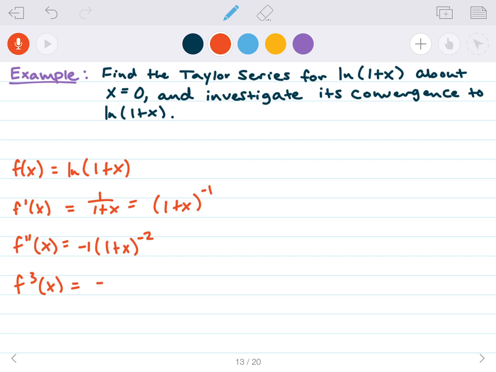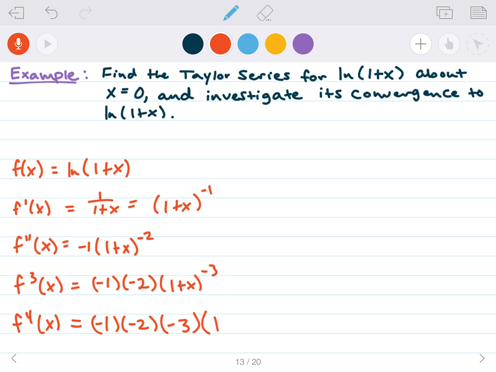So this is going to be negative 1 times negative 2 times (1 plus x) to the negative 3. Fourth derivative, well, negative 1 times negative 2 times negative 3 times (1 plus x) to the negative 4. And it keeps going in that pattern. Now let's evaluate at my center, which is 0, which was given to be 0.